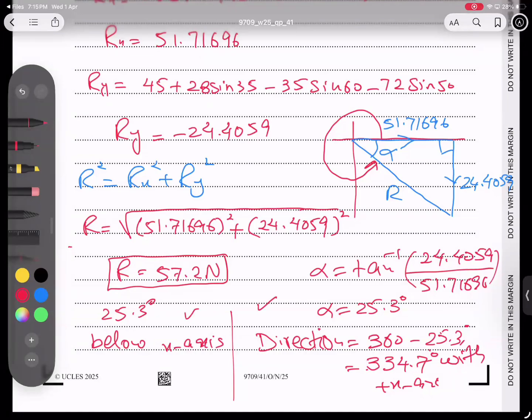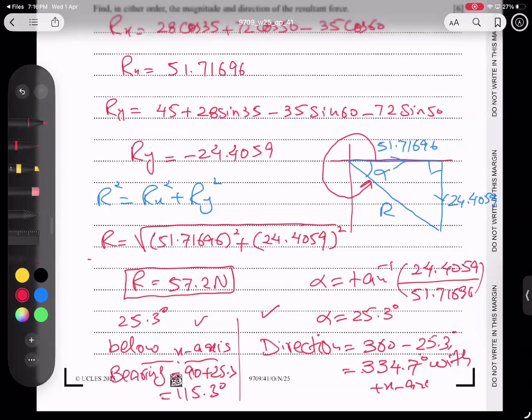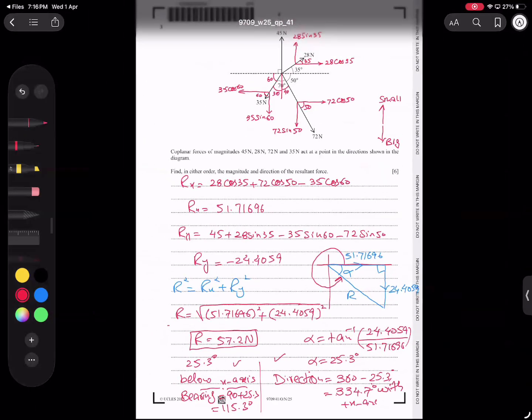Third option, we use bearing. What is the bearing, if students want to know? From north, from here till here, this is called bearing. So it is 90 plus this angle, 90 plus 25.3, which I'm getting as 115.3. So three options we have. I hope the concept of the question is completely clear.